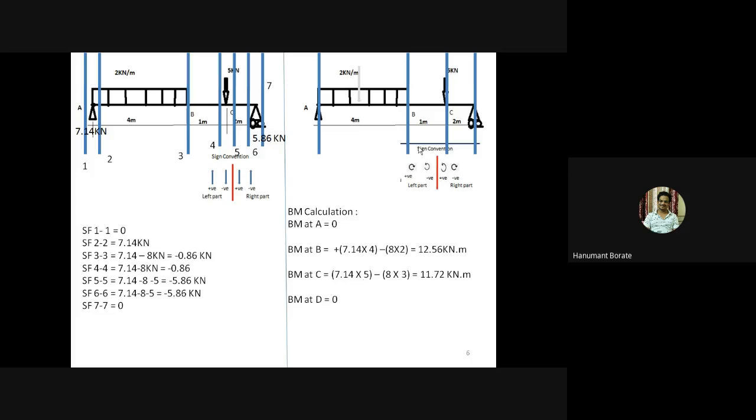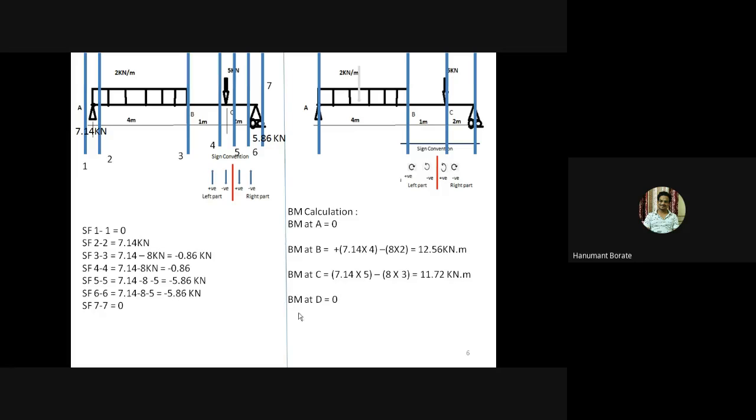So 7.14 into 5. This is the moment of this upward force. And then moment of this UDL. Now we converted this UDL into point load, and that point load force is 8 kilonewton, and the perpendicular distance is this 2 meter plus 1 meter, means total 3 meters. So due to that I have written here 8 into 3, and this moment of this UDL is anti-clockwise, so I have taken here negative. So finally we get the answer 11.72 kilonewton meter.